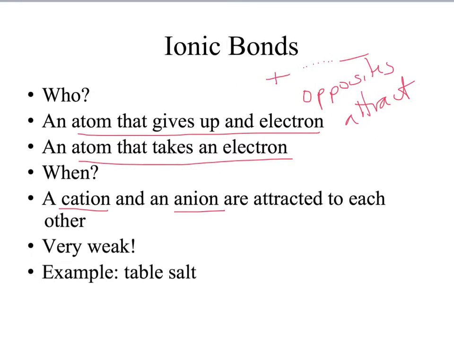That is the bond, that attraction. It's a very weak bond, and a great example is table salt, which is NaCl. Table salt easily dissolves in water because that bond is very weak, and you end up getting your sodium and your chloride ions as it dissolves in water.